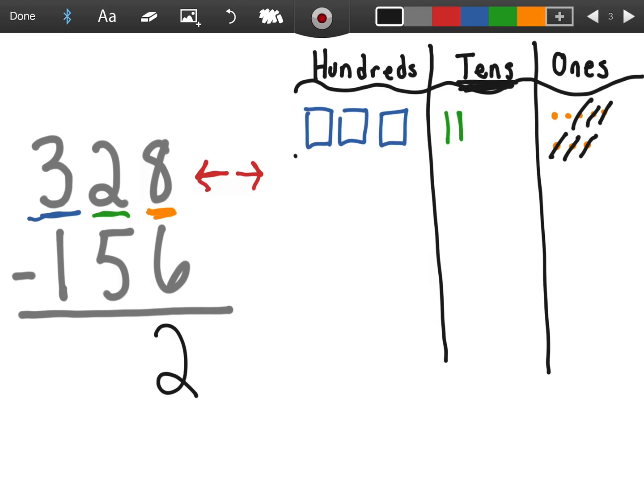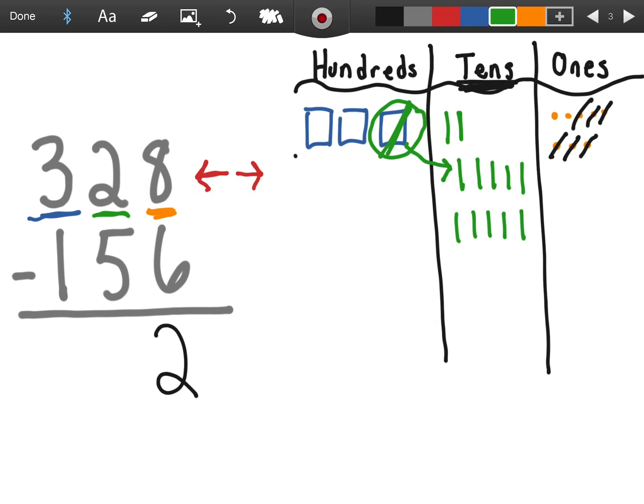away 5. So what we have to do is go next door to the hundreds place and borrow 10 tens. So we have 1, 2, 3, 4, 5, 6, 7, 8, 9, 10. So now we can't use this guy anymore, but now we can subtract. So let's show that over here in our work. So we can't take 5 away from 2. We have to regroup in the hundreds. That becomes a 2. This becomes a 12. And then we can subtract.